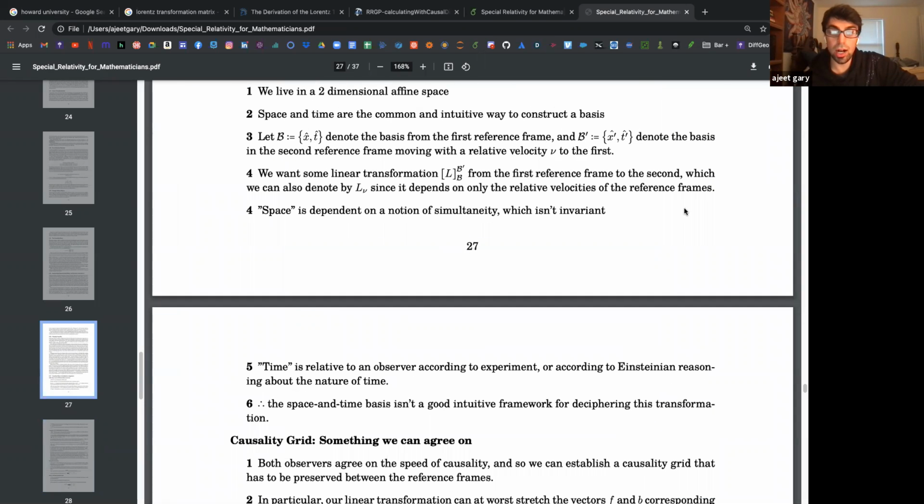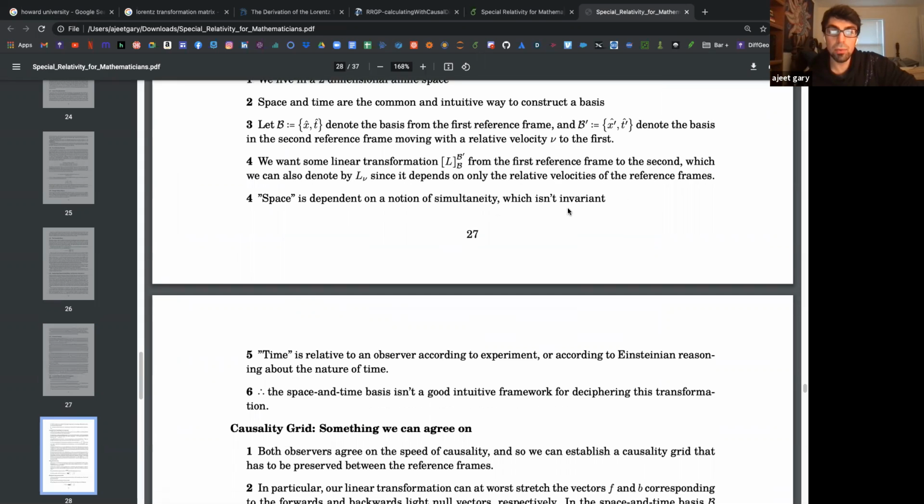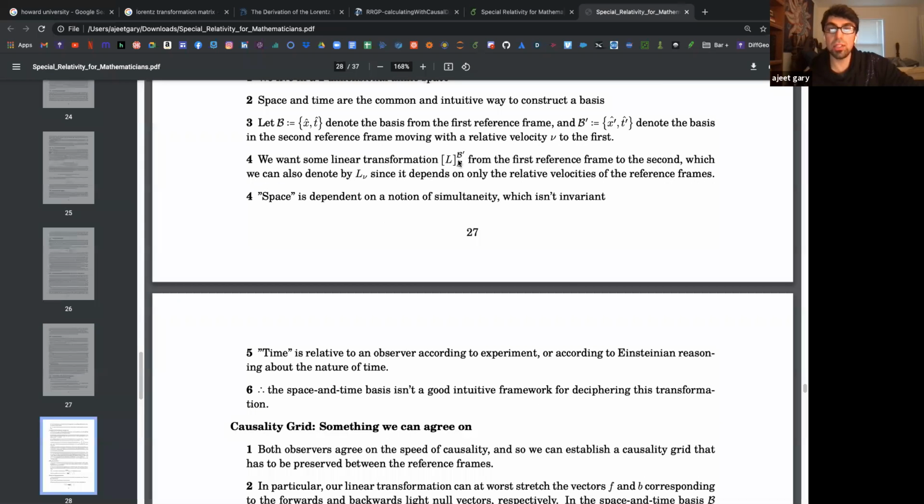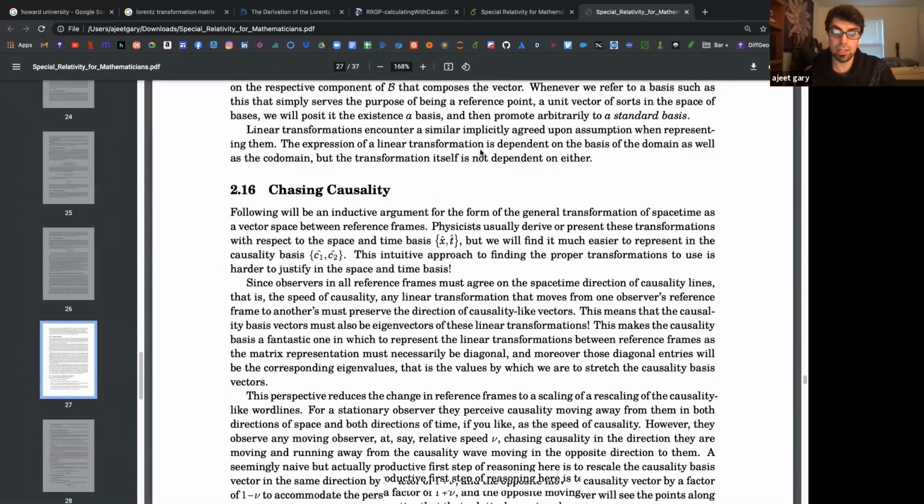Great. Now, we want some linear transformation that takes us from this basis B to this other basis B prime. Okay, and this is the notation we're going to use, and I can go over this notation. Actually, let me slide up to Proto-Einstein notation.